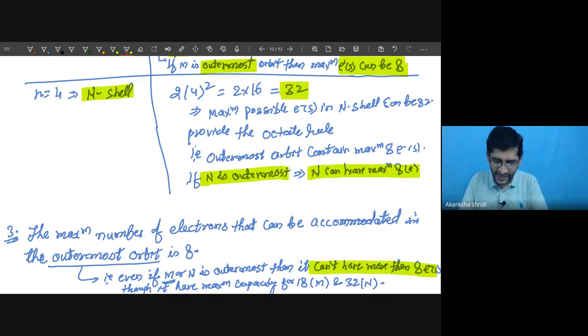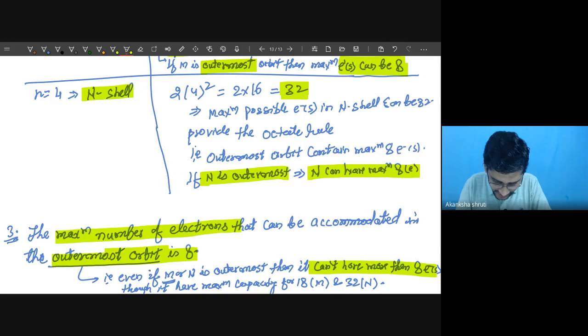This you will learn in a higher standard. So this rule is very important. The maximum number of electrons in the outermost orbit is always 8, even if it is the M or N cell. Still it can accommodate a maximum of 8. By this we will understand how calcium and others can have their distribution.